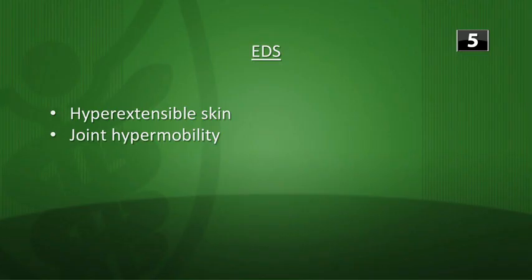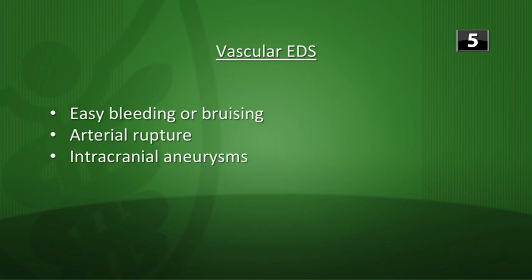All right, let's go over these answers. First question, what findings are associated with Ehlers-Danlos syndrome? So we said with classical EDS, you're going to get hyperextensible skin and joint hypermobility. And then with vascular EDS, you get easy bleeding and bruising, you get arterial rupture and intracranial aneurysms.